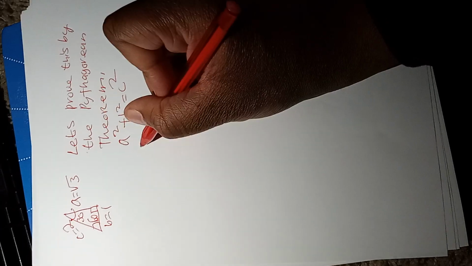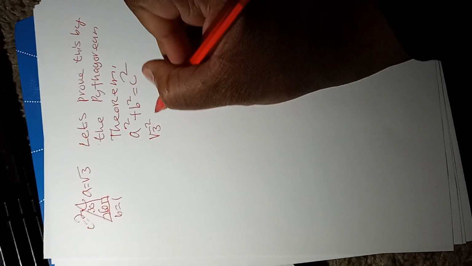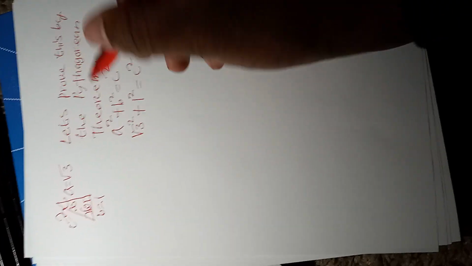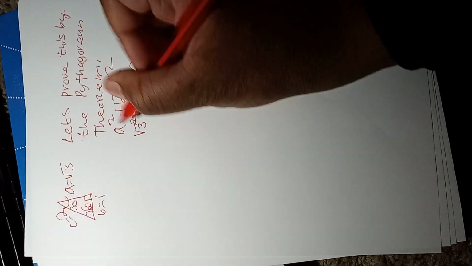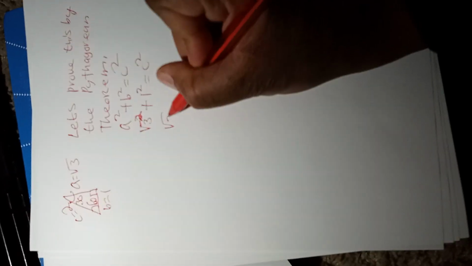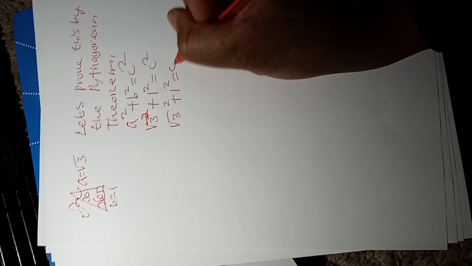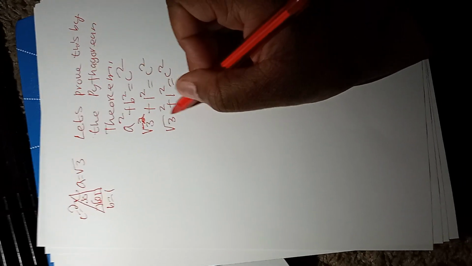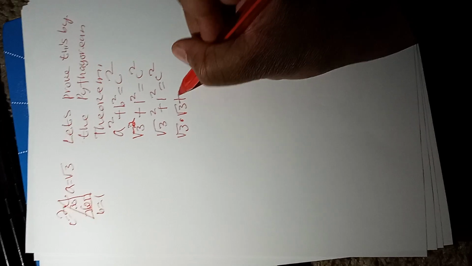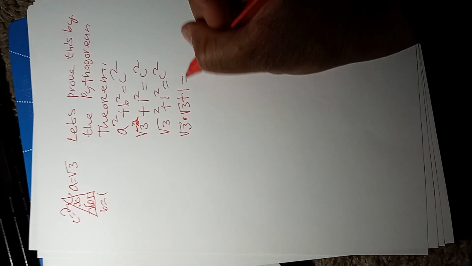So a squared plus b squared is equal to c squared. So a is square root of 3, and we're going to square that, and b is 1, and we're going to square that as well. It's equal to c squared. So square root of 3 squared plus 1 squared is equal to c squared. Since the exponent is 2 for the square root of 3, we want to write that twice. So square root of 3 times square root of 3 plus 1 squared is equal to c squared.